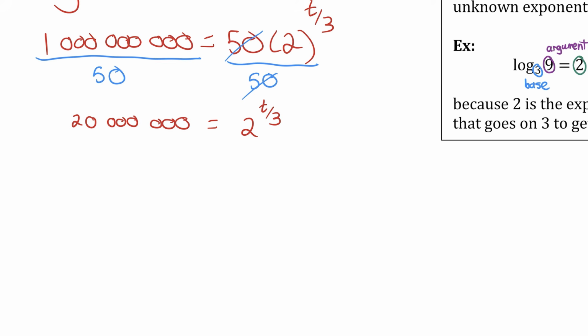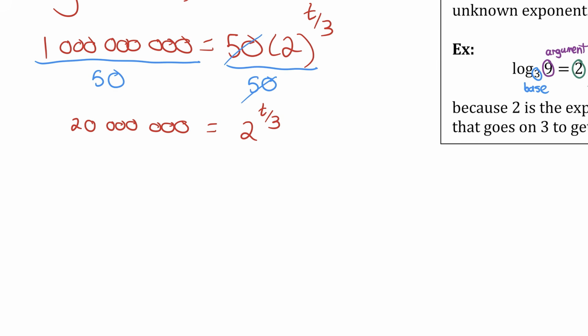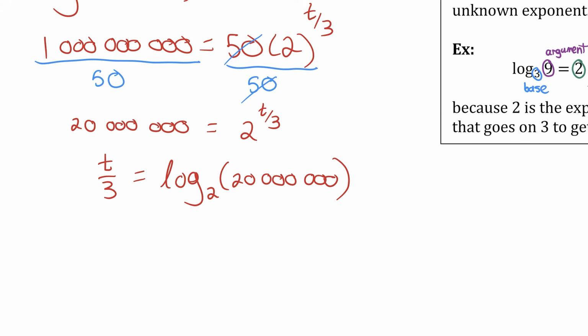I tried to solve for the exponent that goes on 2. Remember, the exponent that goes on 2, we have it written as t over 3. So I could say that exponent, t over 3, is equal to, I tried to figure it out by doing log base 2 of 20 million. And then when I evaluated that, I got that 24 point whatever number. To isolate t, I will have to multiply both sides of this by 3.